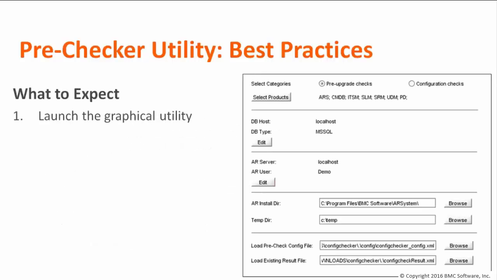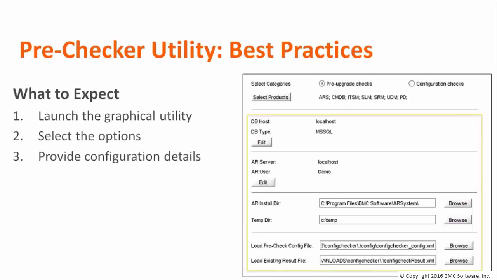In the first screen, you select the checks to run and provide the details of your current environment. One thing to note is that as well as checks to be run before performing an upgrade, the utility can also be used at any time to verify the current configuration of a system and to highlight any settings which may not be set to what BMC consider to be best practices.